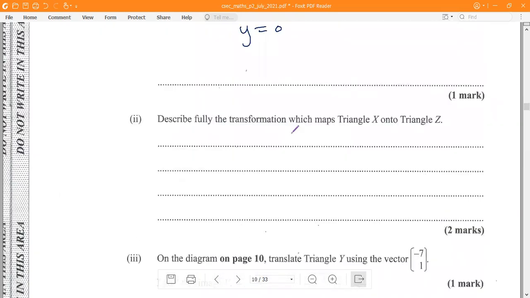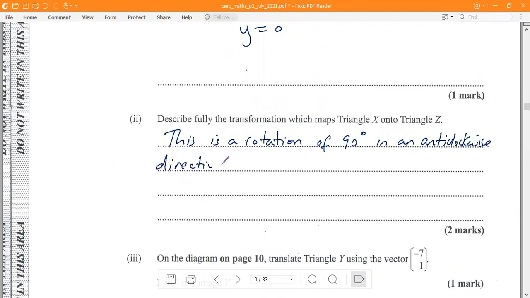Okay, and this is an anti-clockwise direction because it's opposite to the motion of the hands of a clock. So this is firstly called a rotation, since the orientation of the triangle has changed: a rotation of 90 degrees in an anti-clockwise direction about the origin. The origin is the center of the rotation. So you could put 0, 0 here.